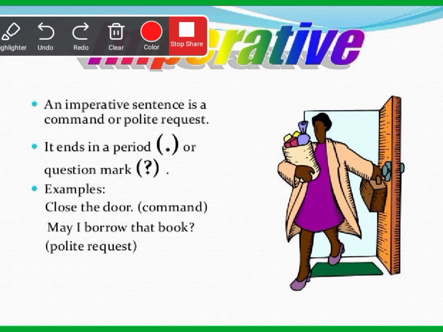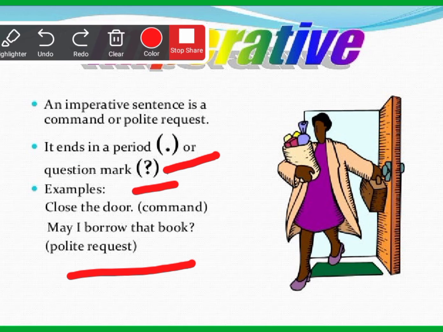It ends with a full stop, or some sentences end with a question mark. Though it ends with a question mark, don't feel it's an interrogative sentence. Just see the expression of that sentence. Close the door. So it's a command. And then, may I borrow that book? You are pleasing your friend with the words, may I borrow that book? It's a polite request. So these kinds of sentences come under imperative sentences.